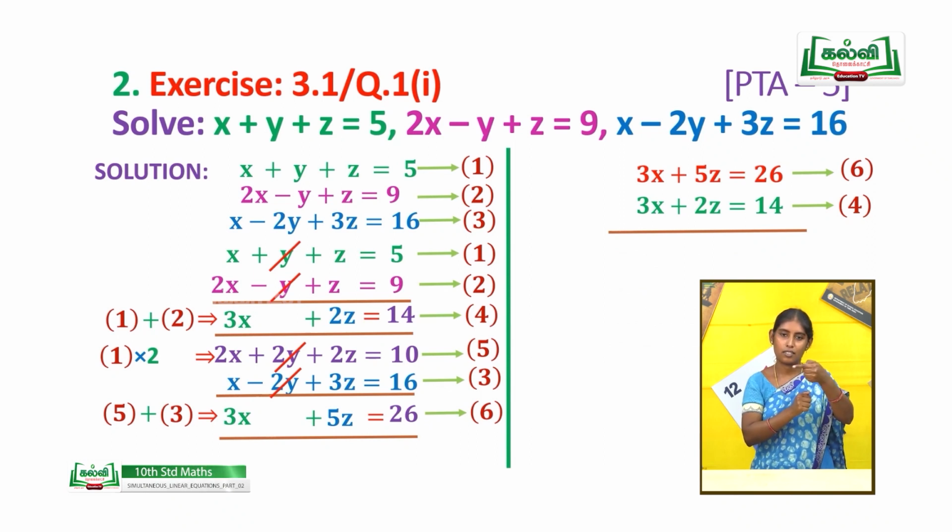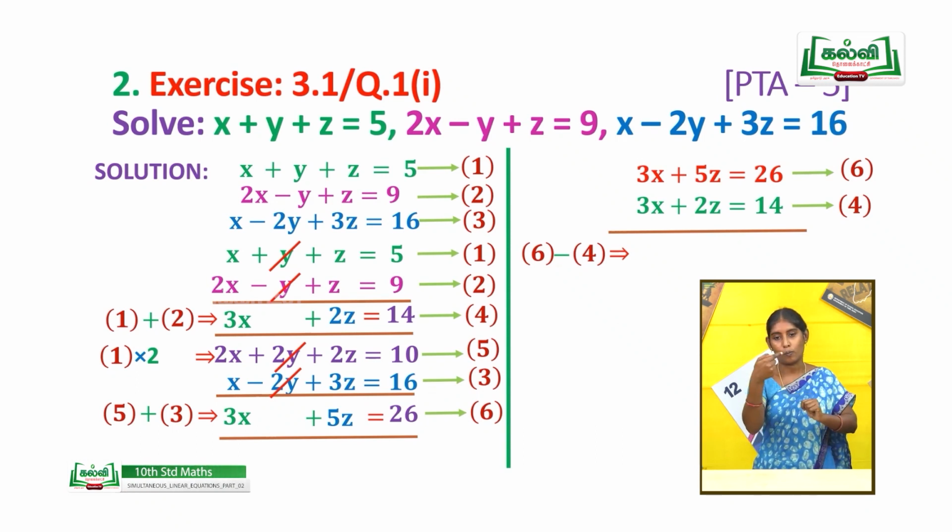Now what should we do? In equation 6, 3x is plus, and in the 4th equation 3x is also plus. Both have the same sign. So we have to do the subtraction of equation 6 and 4. So we can write 6 minus 4. Then what do we have to do? Change the sign. While we are doing the minus or subtraction, don't forget to change the sign. Which equation's sign should be changed? The 4th equation should be subtracted from 6. Therefore, only the 4th equation's sign should be changed.